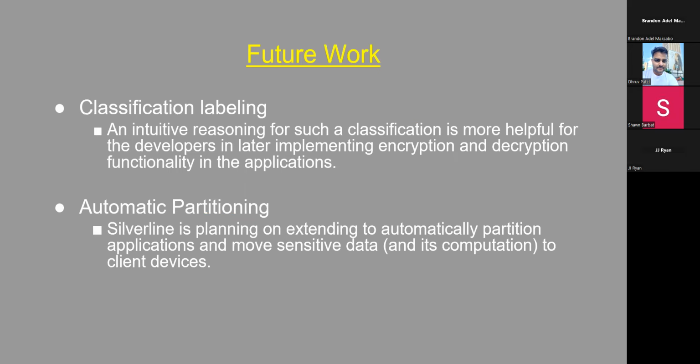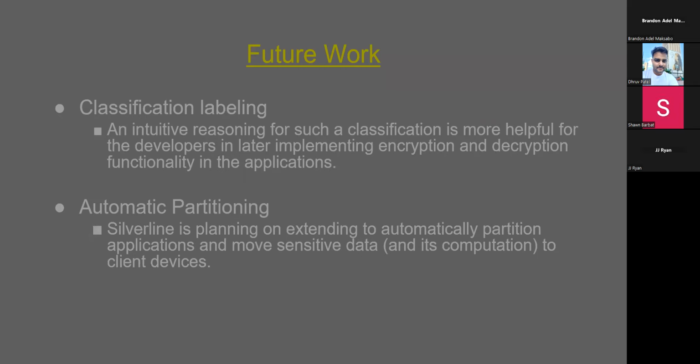So there has been a lot of work done on Silverline so far, but there's still some work that remains. Classification labeling: there needs to be an intuitive reasoning for such classification, which would be more helpful for the developers, and later implementing encryption and decryption functionality in the applications, and automatic partitioning. So Silverline is planning on extending to automatically partition applications and move sensitive data and its computation to client devices.